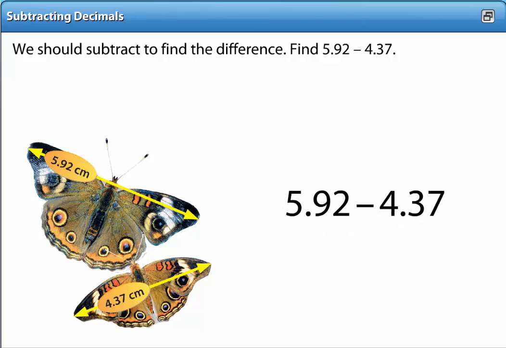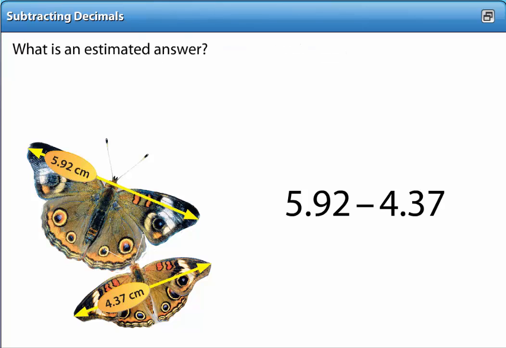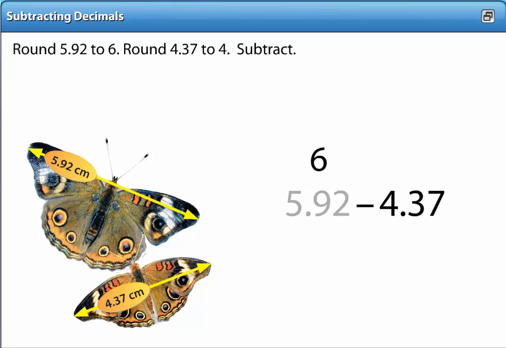Find 5 and 92 hundredths minus 4 and 37 hundredths. What is an estimated answer? Round 5 and 92 hundredths to 6. Round 4 and 37 hundredths to 4. Subtract.